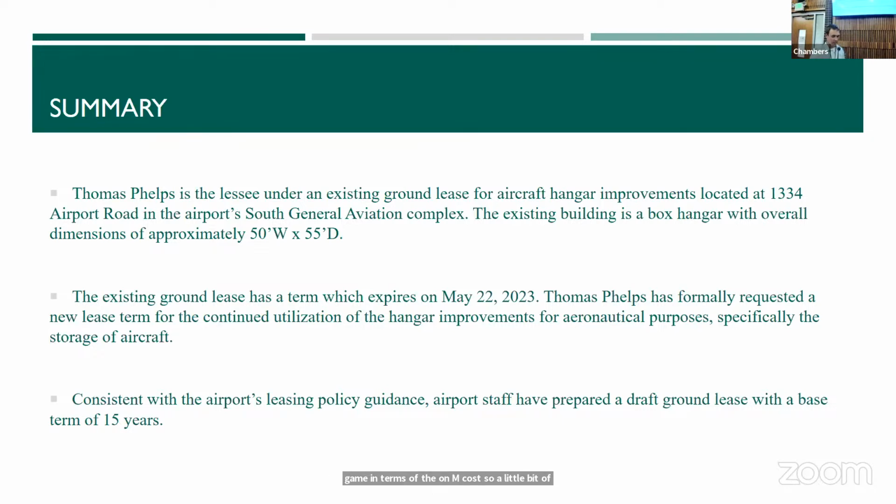This is a box hangar. It's approximately 50 by 50 in dimension. It's in our south general aviation area, which is different from the north GA we just talked about. The request put forward by Thomas Phelps was for a new 30-year ground lease. And as you'll see here, the proposal from airport staff is not for that duration. Instead, it's for a 15-year proposed term.